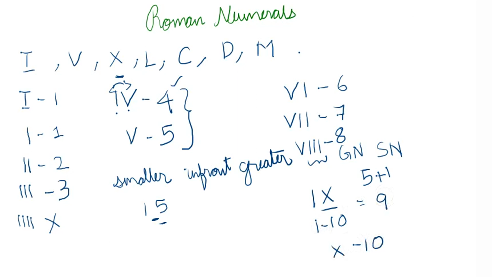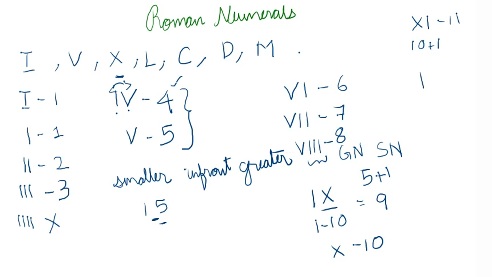When you move on to 11, what do you have? 10 and 1. The bigger number is followed by a smaller number, so you will have to add. That is how you get 11. This is how you will be writing your numbers. So we'll just quickly see what these letters represent.